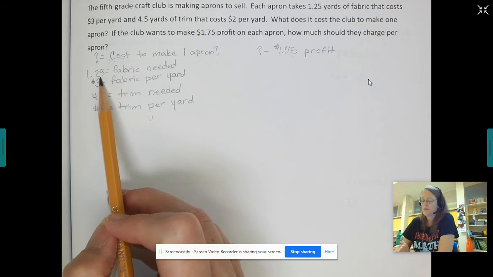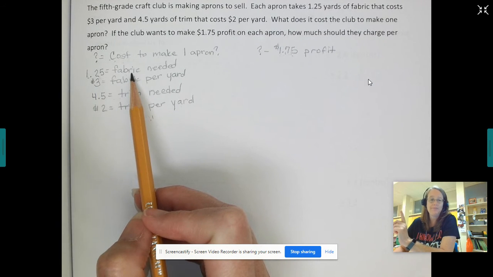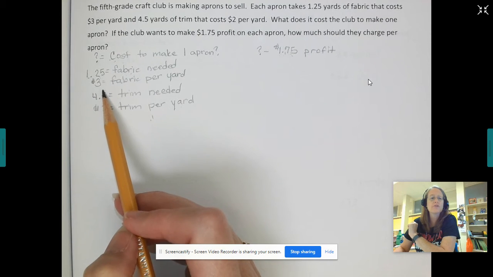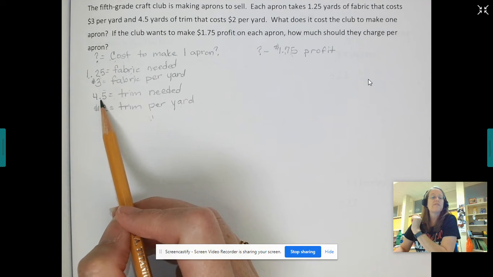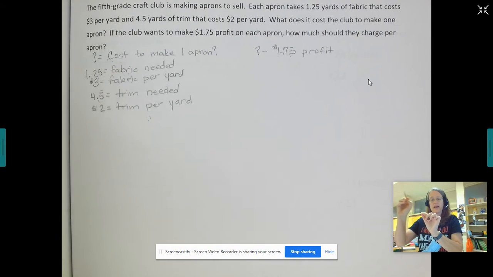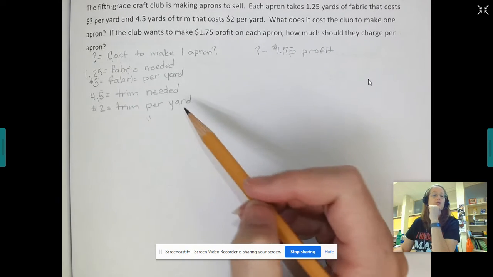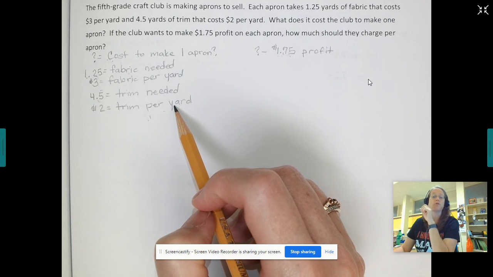1 25 hundredths is the amount of fabric needed to make one apron. $3 is the cost of the fabric for 1 yard. 4 5/10 is the amount of trim we need for one apron. Trim is what goes around the outside of something. And then $2 represents the cost of the trim for 1 yard.